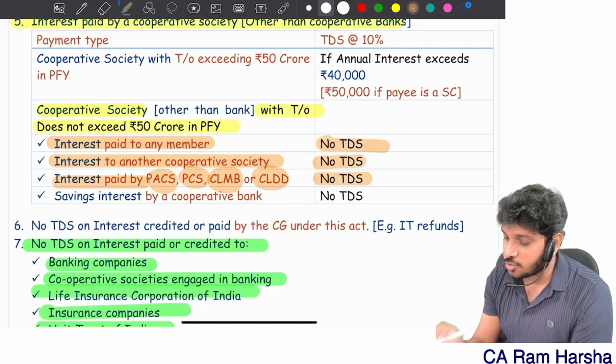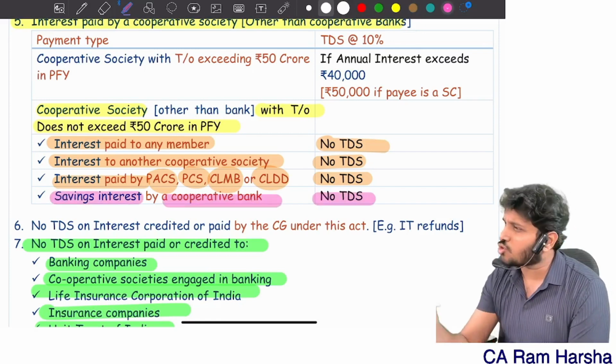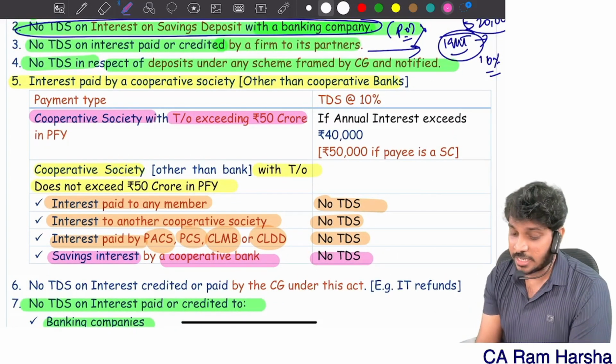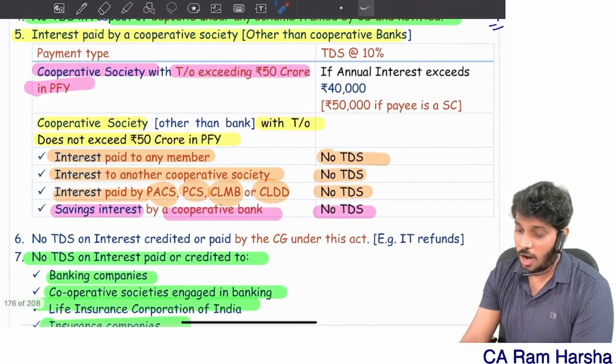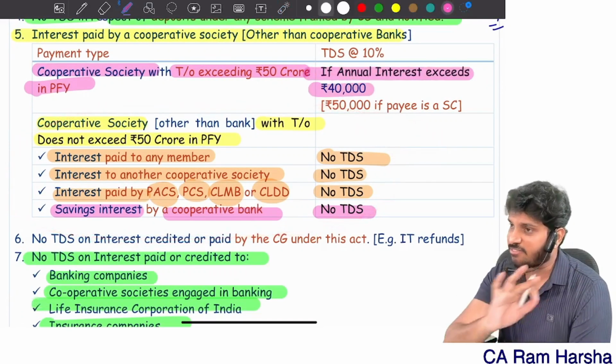No TDS, no TDS, no TDS. And finally, if a cooperative bank is paying saving interest, then also no TDS. Yes or no? Sir, I am a cooperative society where my turnover is exceeding 50 crore in the last year. All these exemptions will not apply. If annual interest is exceeding 40,000, flat 10%.